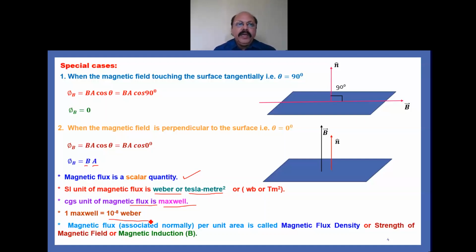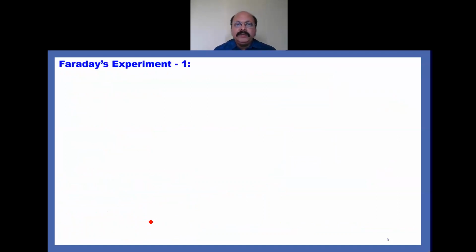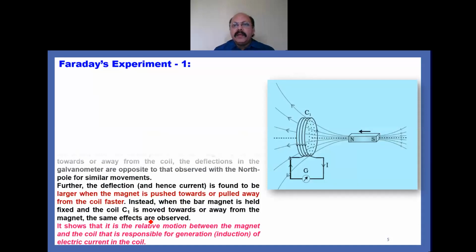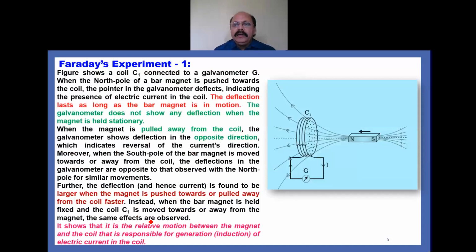Now the next topic is Faraday experiment 1. For that purpose, we take a coil C1 which is connected to a galvanometer. No battery, no cell is connected here. The coil C1 is connected to a galvanometer. Now we also take one bar magnet with its north and south pole.